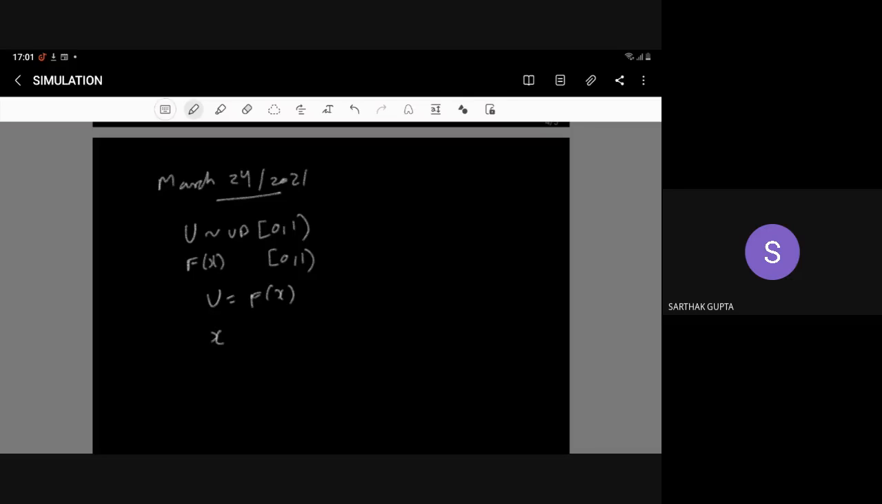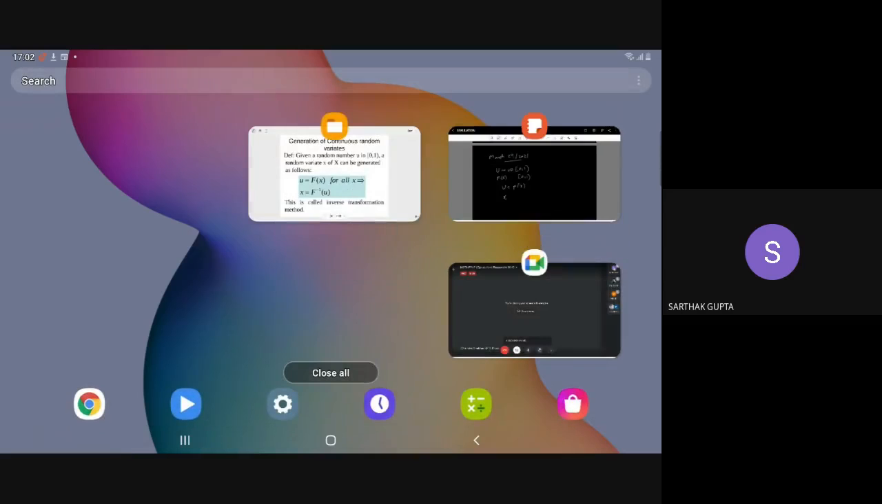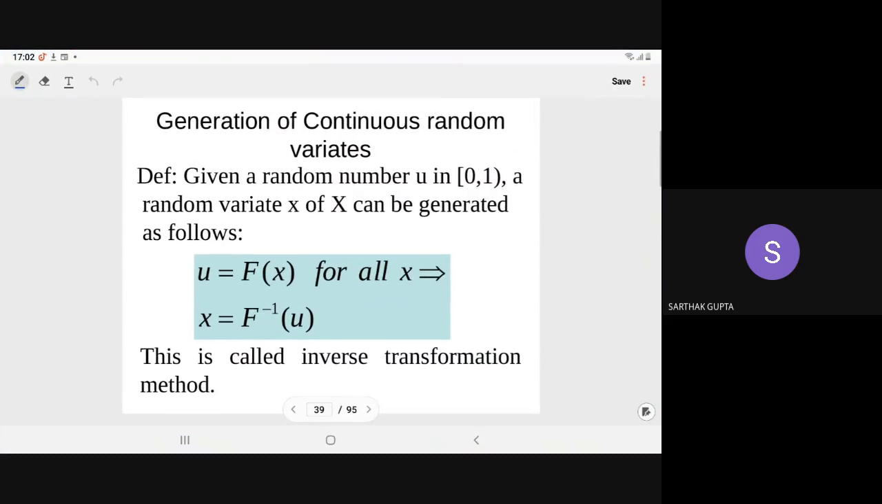So, good evening. In the previous class, I gave you an idea about how to generate a discrete random variate. Now I will start with how to generate a continuous random variate. Given a random number u between 0 and 1, a random variate x can be generated as follows.